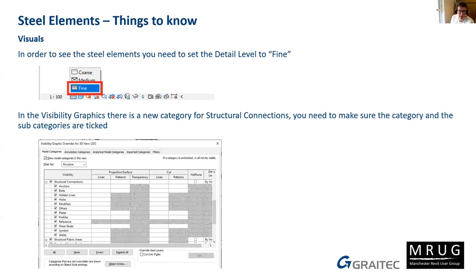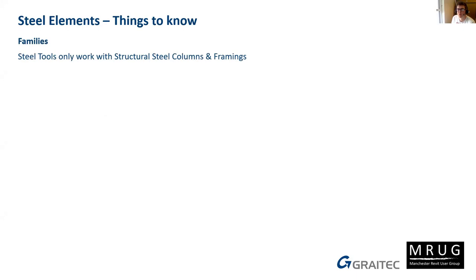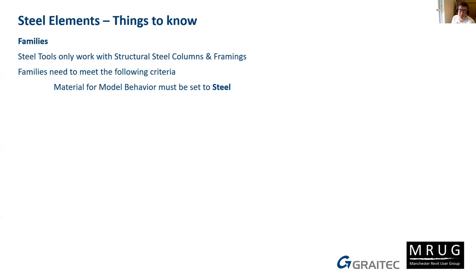Families: the steel tools only work with structural columns and structural framing, and they need to meet the following criteria. The material for the model behavior has to be set to steel, and the section shape parameters must be a supported shape.